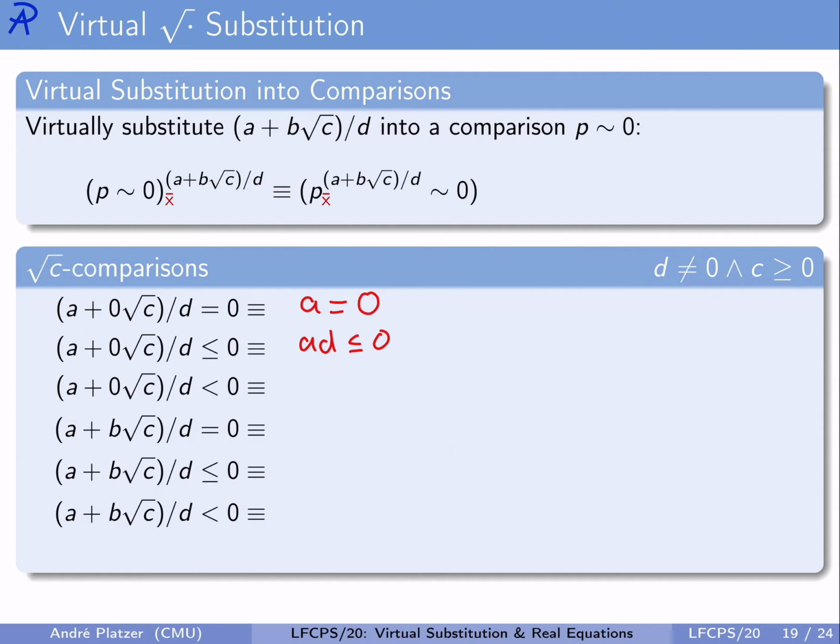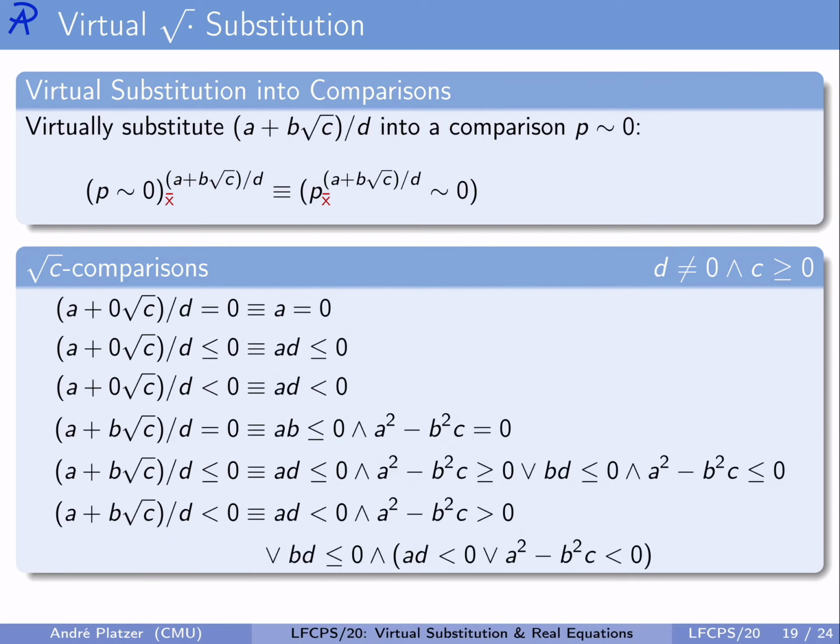Likewise, a divided by d is less than 0. Well, that depends on the sign of these things, but that's precisely equivalent to a multiplied by d being strictly less than 0. And likewise, the other cases are slightly more complicated. If we actually have a true square root expression in it, so it's an arbitrary polynomial term b, then we need to be slightly more clever about it. For example, the ideas from up here do work, but it still depends.